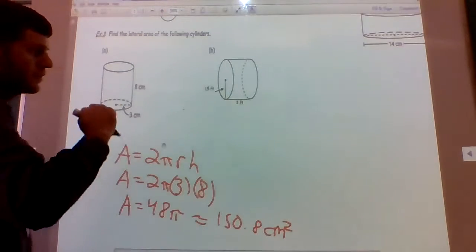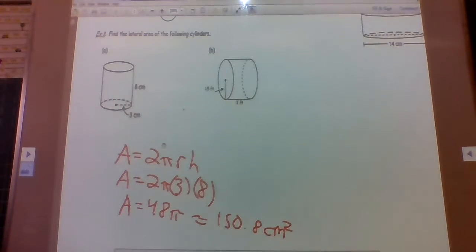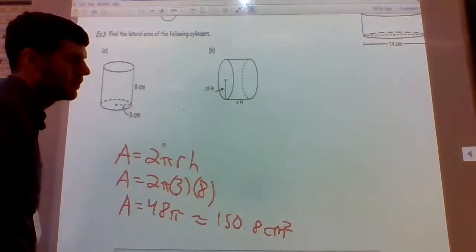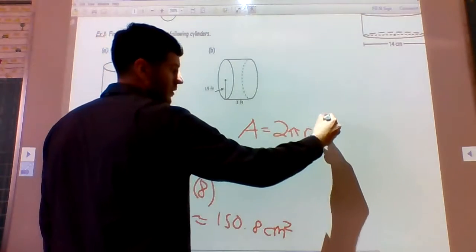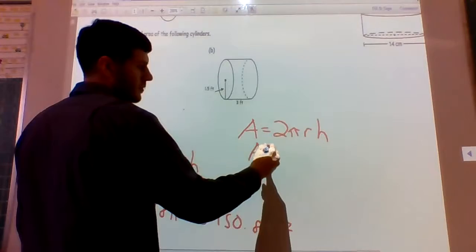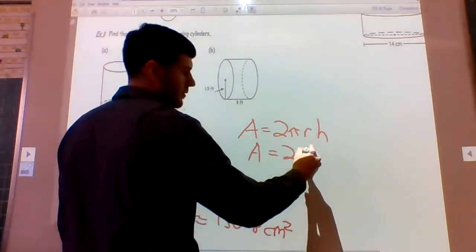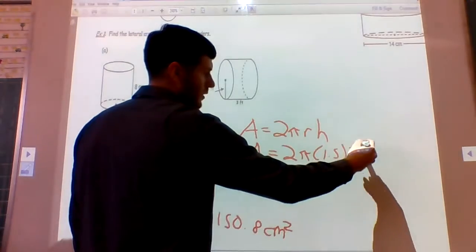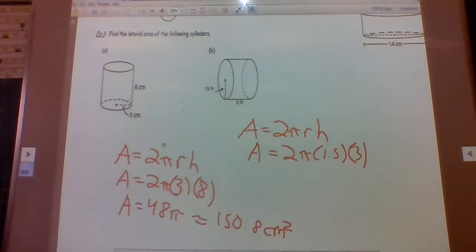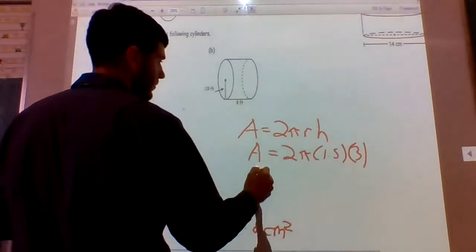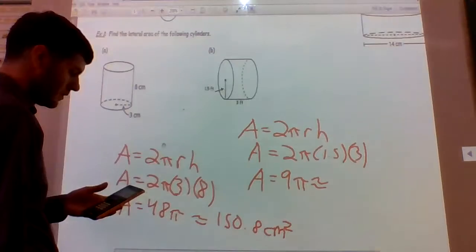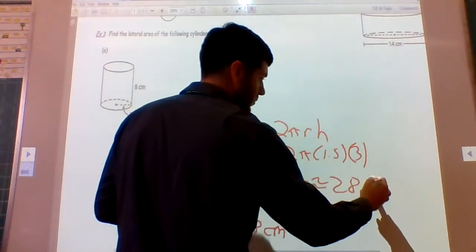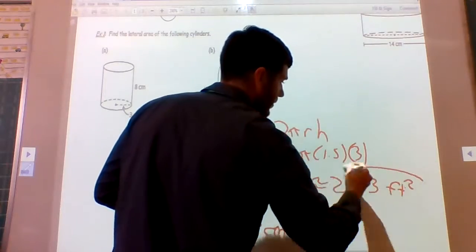And the second one, it's a cylinder, it's just rotated on its side. Okay, so the lateral area is the area around the cylinder. Our formula again is 2 pi r h, the circumference times the height. So that's 2 times pi times 1.5 times the height of 3. So that's going to be 9 pi. So 9 pi feet squared is your best answer. Okay, but if you insist on making it a decimal, it's approximately 28.3 feet squared.